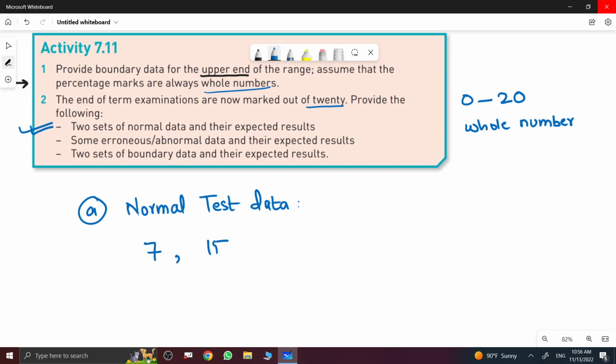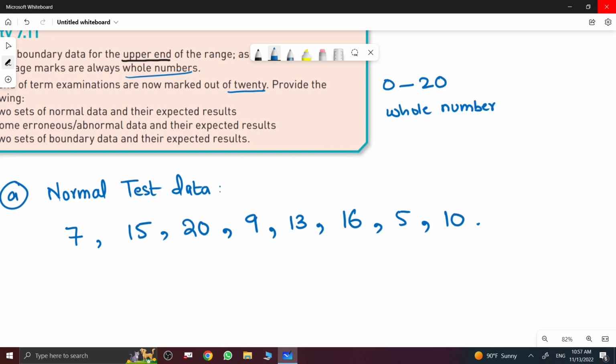Remember that. Okay. 15, let's suppose 20, then 9, then 13, 16, 5, 10, and another value 6 or 19. These are the 10 values that the student has obtained in 10 examinations. Now quickly find out the expected result for it.